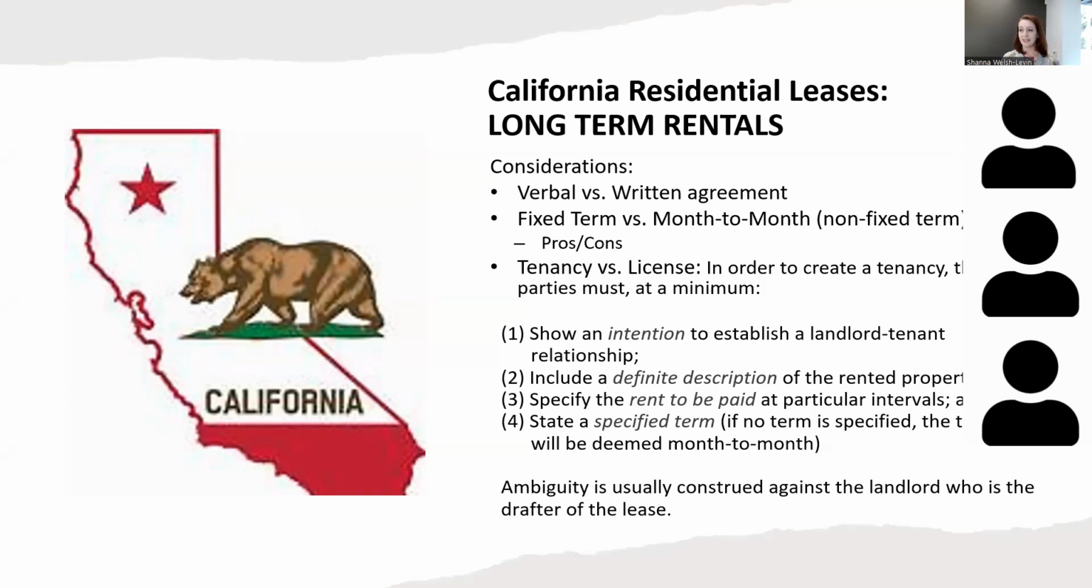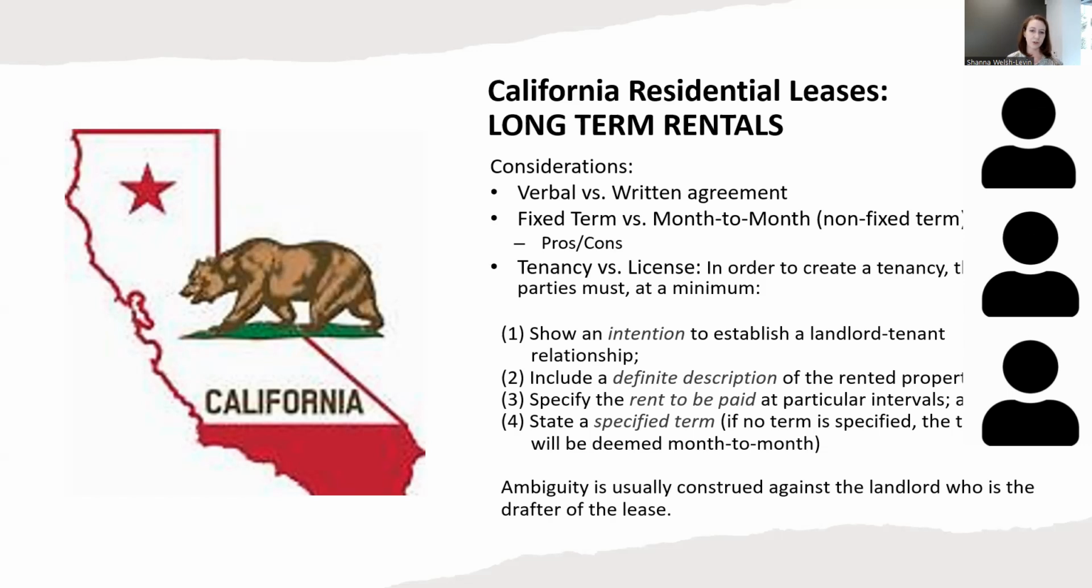So in order to create the tenancy, the parties must show that they intend to establish the landlord-tenant relationship. They have to include a definite description of the rented property, specify the rent to be paid and at what intervals it's to be paid, and then state the specified term, or if you fail to specify the term, it's interpreted as a month-to-month lease. So with those things, you have a tenancy.